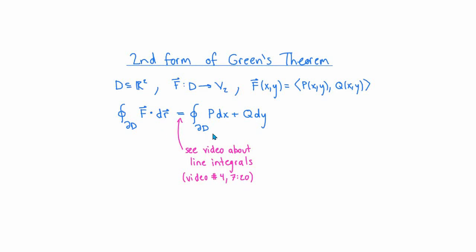Combining this observation with the statement of Green's theorem immediately gives the formula that the integral around the boundary of D of F dot dr is equal to the double integral over D of Q_x minus P_y. This is an important form of Green's theorem, and as you'll see later in this video, it paves the way for the generalization to Stokes' theorem.